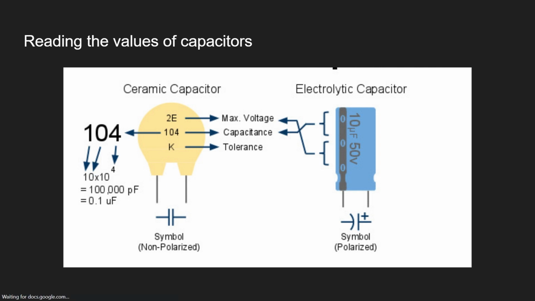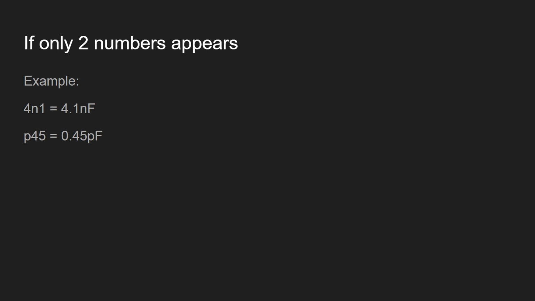It's okay. Sometimes they may have a very weird naming, like 4N1 and P45. So P45, you know that it is P at the first, it is 0 point decimal. P means pico, N means nano. So 4N1 means 4.1 nano F.